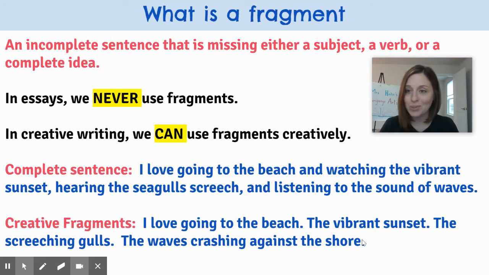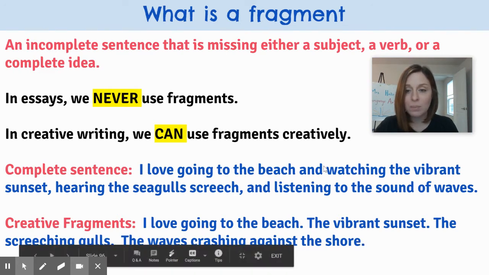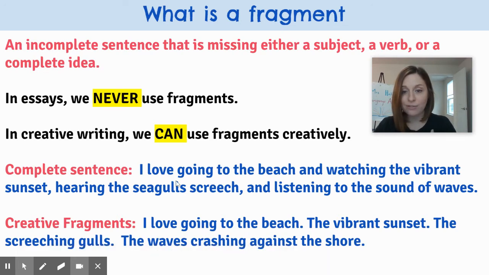So look at these examples below here. So first we have a complete sentence. I'm going to show you what this might look like in an essay. And then I change it so that it has creative fragments to show what it might look like in a story. So let's read the complete sentence first. I love going to the beach and watching the vibrant sunset, hearing the seagulls screech, and listening to the sound of waves. I've got one complete sentence with a list in it. It's got a subject, I, it's got a verb, love, and it's a complete idea.